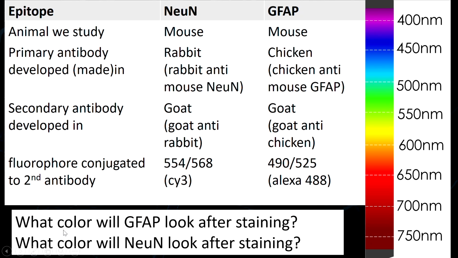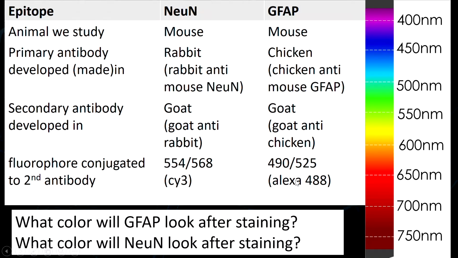So the first one is, what color will GFAP look like after staining? More precisely, I should ask you, what color will astrocyte look like after our staining? Because GFAP stays in astrocyte, and GFAP is too small to see individually, right? Okay, let's take a look.